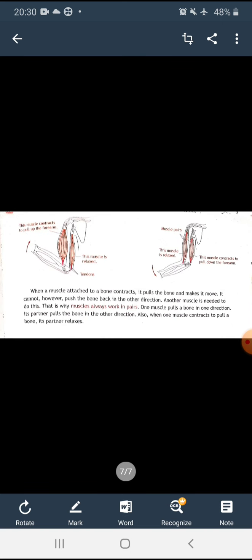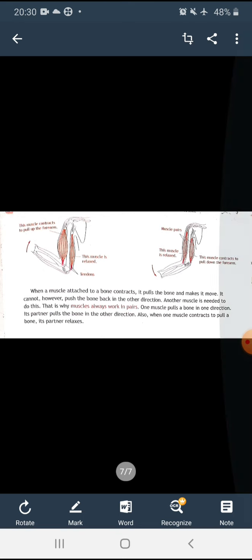Next, when a muscle attached to a bone contracts, it pulls the bone and makes it move. It cannot push the bone back in the other direction. Another muscle is needed to do that. So these muscles always work in pairs. One muscle pulls a bone in one direction, its partner pulls the bone in another direction. And if one muscle contracts to pull a bone, its partner muscle relaxes.